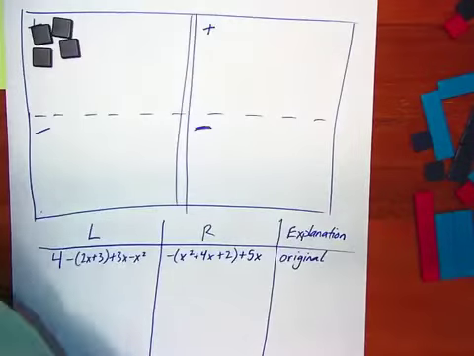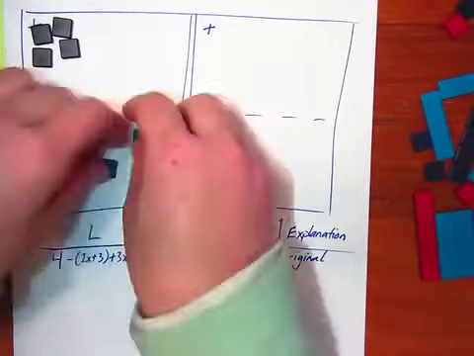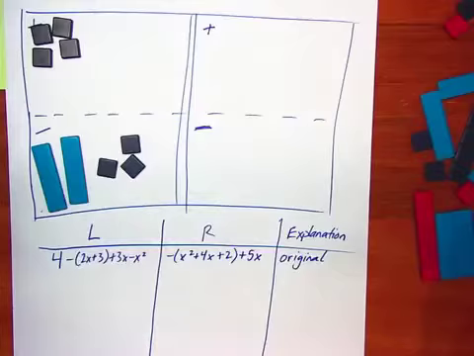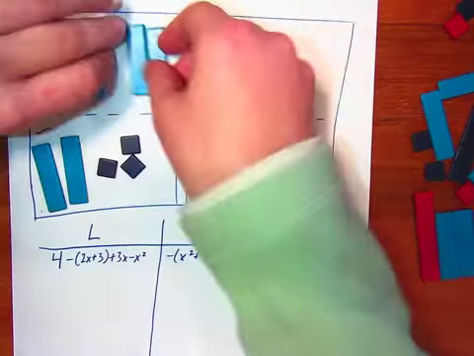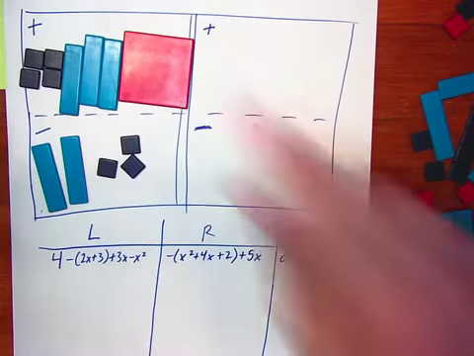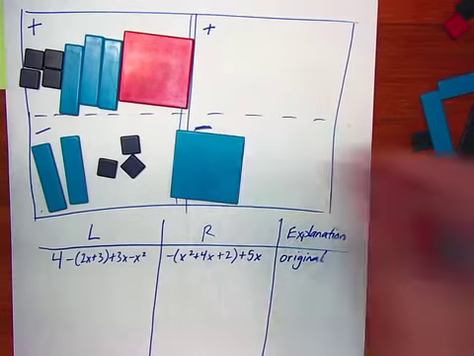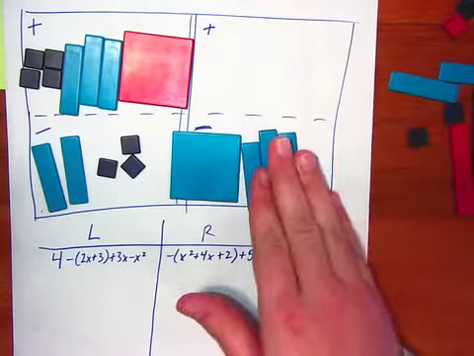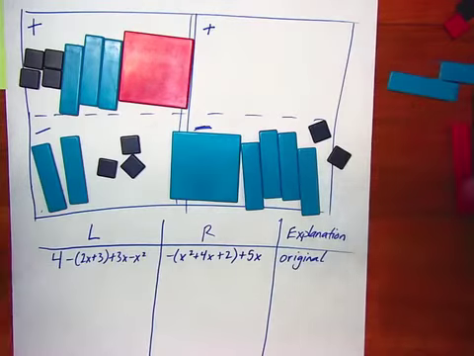minus the group 2x plus 3 plus 3x and minus an x squared. On the right side, we have the opposite of the group x squared plus 4x plus 2 and 5x up top.